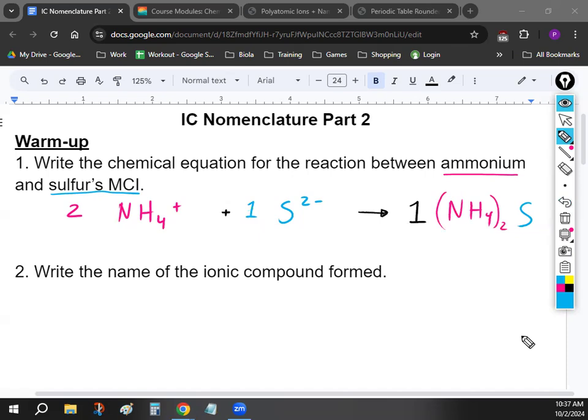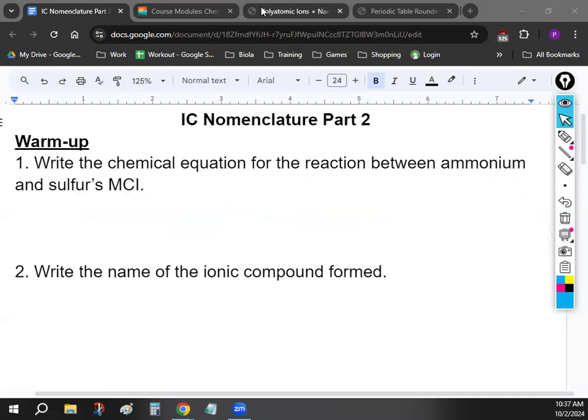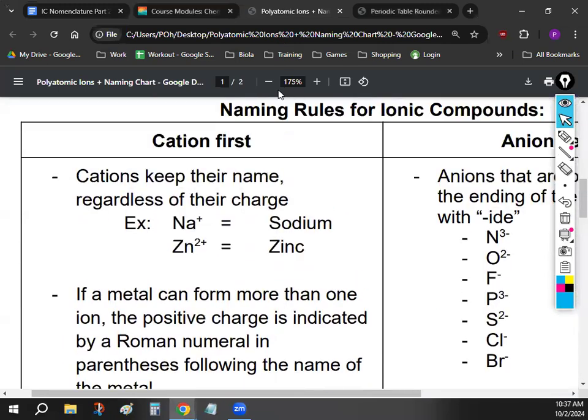Okay, let's write the name of the ionic compound, and then we'll be all done. And for the name, we have to look at the naming rules. So if you have that half sheet with the polyatomics and the naming rules, this will be a good time to have that out. If you lost yours, I have more up here so you can pick it up. But let's take a look at the naming rules.